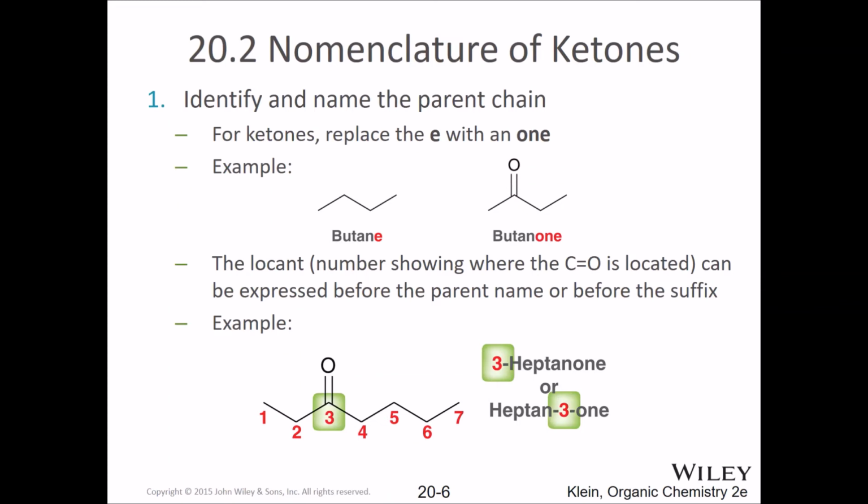Identify and name the parent chain. Butane. Butanone, all right, there's my, okay. The locant can be expressed before the parent name or before the suffix. Either is fine. 3-heptanone or heptan-3-one. And I think one of these is 1972 rules and one is 1993 rules, I think. Maybe 2006, I don't remember. Doesn't matter. They're both okay.